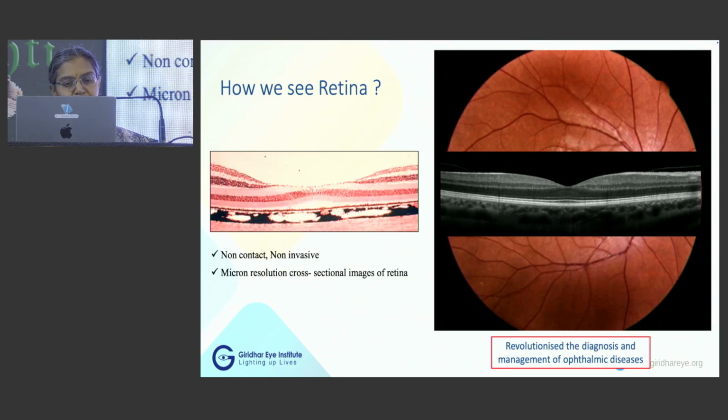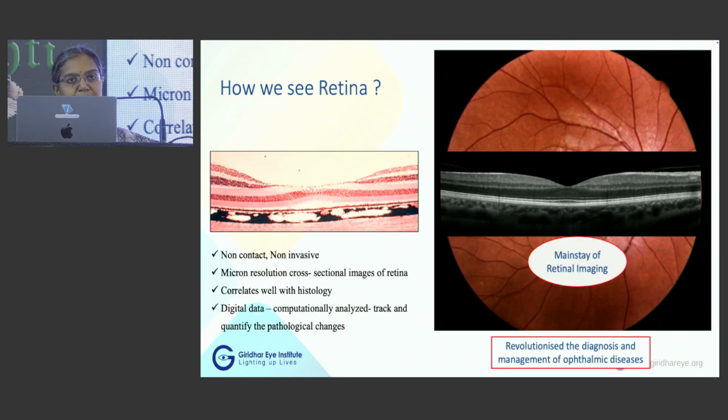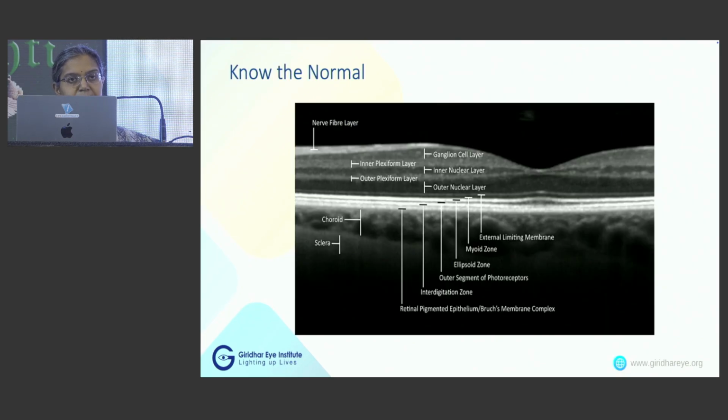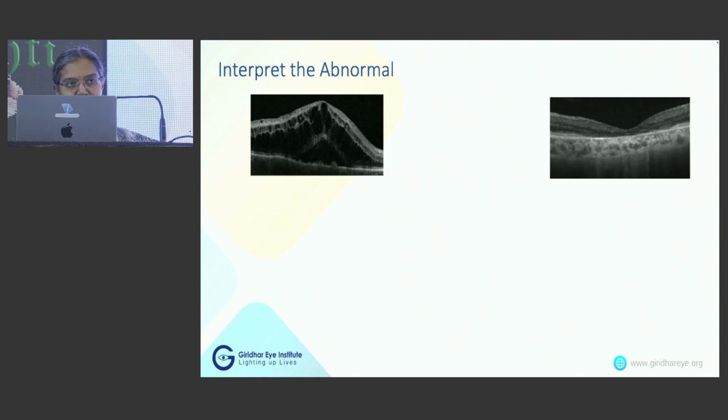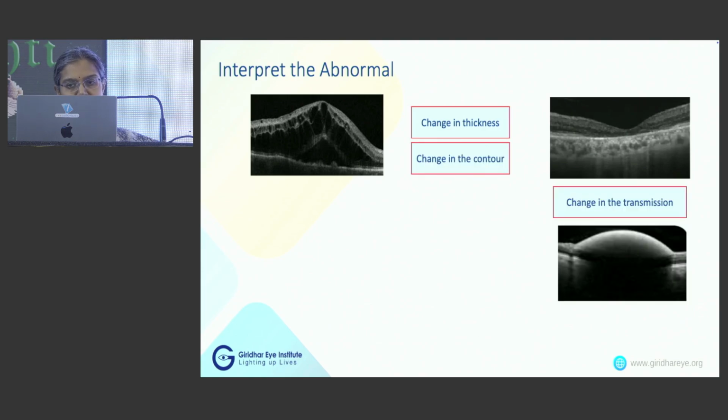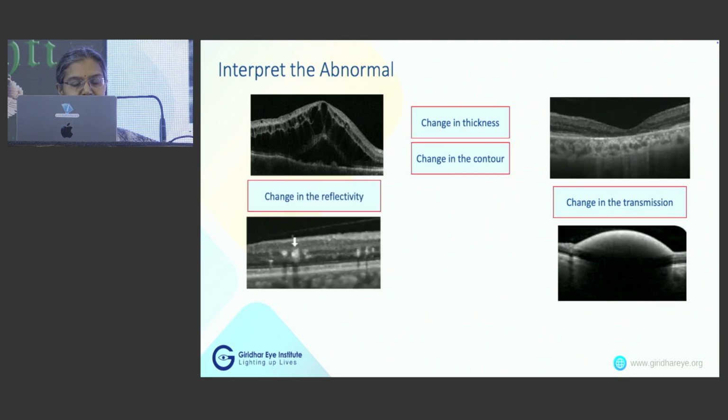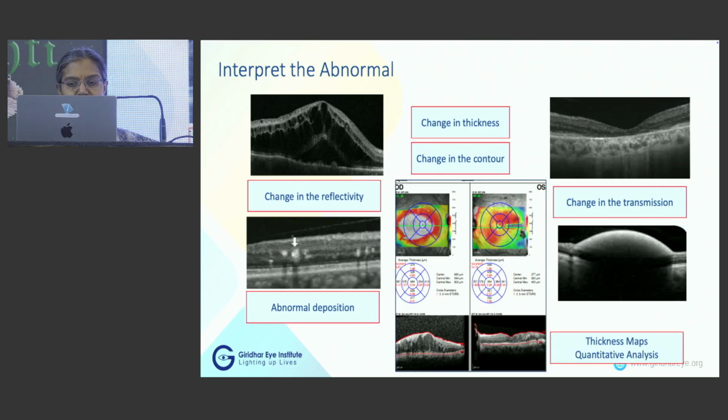And due to these numerous advantages, it has become the mainstay of retinal imaging. It is important that we familiarize with the normal layers and its reflectivity, which will help us to interpret the abnormal. So when we look into the OCT, we try to see if there is any change in the thickness, change in the contour, change in the transmission which we see posterior to the RPE, change in the reflectivity of the structures, any abnormal deposition, and we also look into the thickness maps for any quantitative analysis. We'll go through some examples.